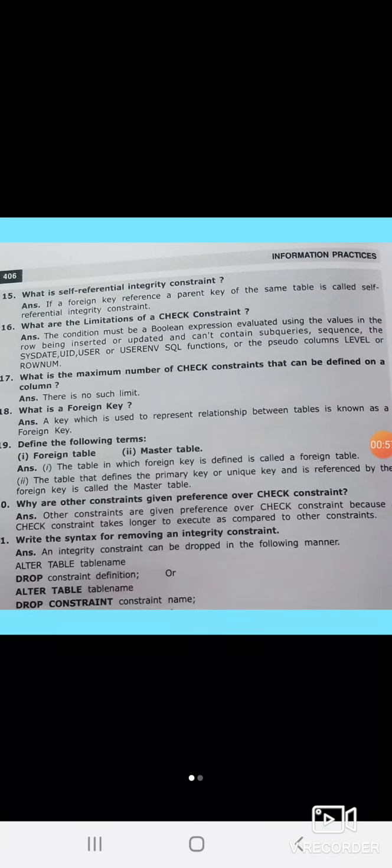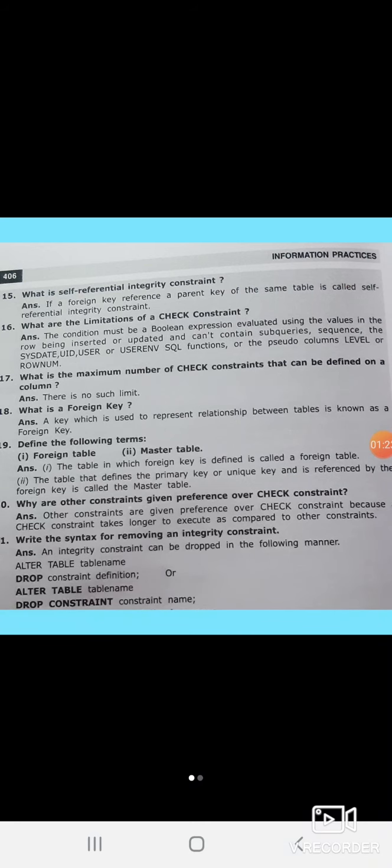The condition must be a Boolean expression evaluated using the values in the row being inserted or updated and cannot contain subqueries, sequence, and the SYSDATE, UID, USER or USERENV SQL functions or the pseudo columns LEVEL or ROWNUM. What is the maximum number of check constraints that can be defined on a column? There is no such limit.